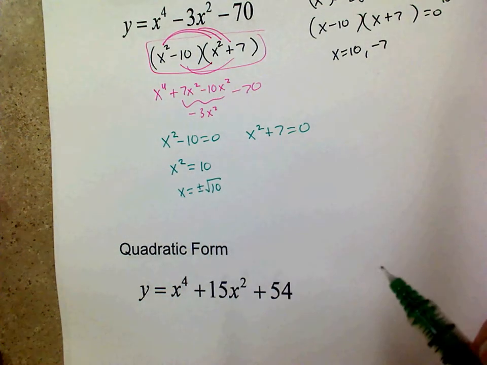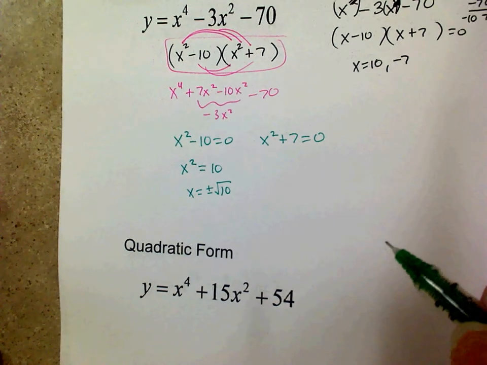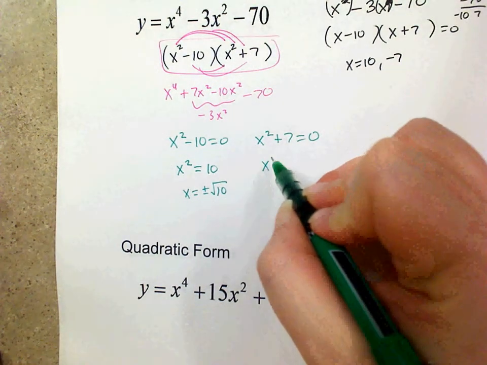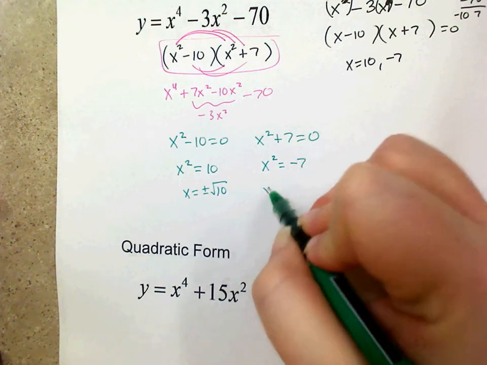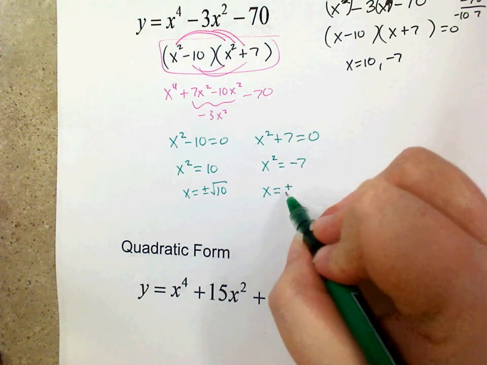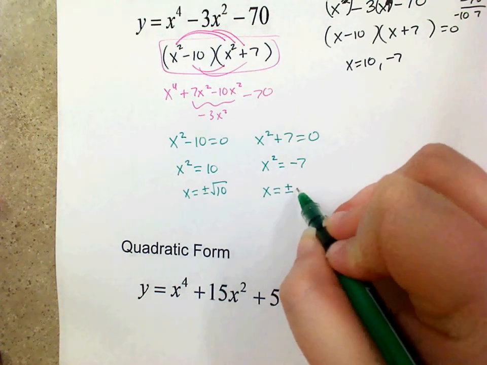What about the other one? Subtract the 7, so what does x equal? Plus and minus the square root of 7, I. Two real, two imaginary.